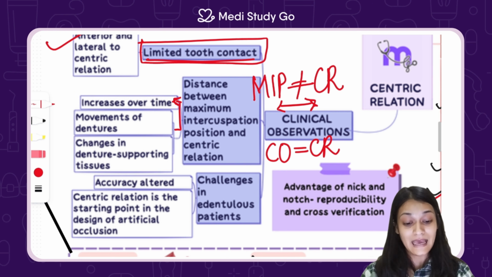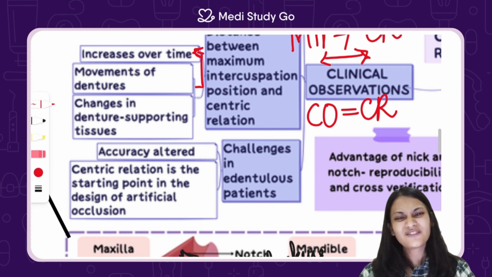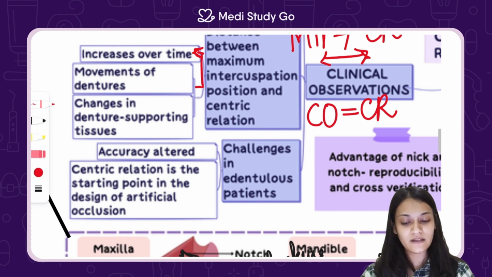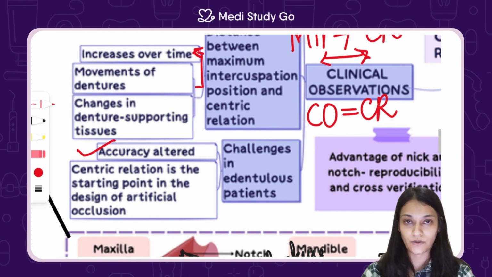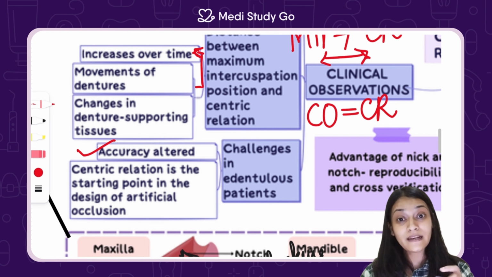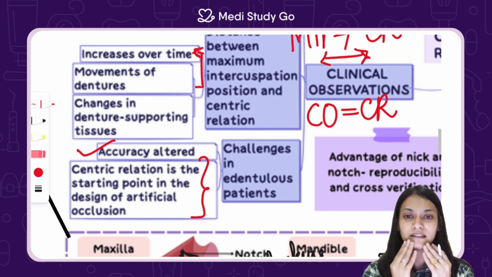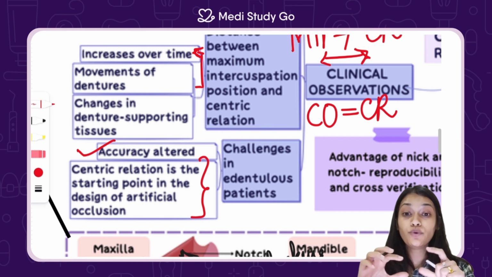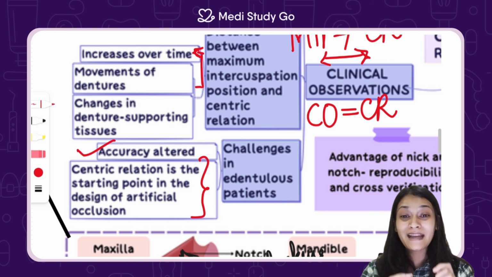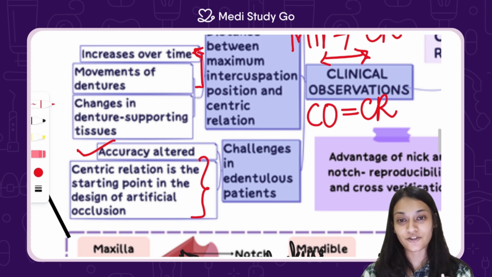Keep this in mind. And at the same time, a challenge that we can encounter in an edentulous patient is that the accuracy can be altered at any point of time. Centric relation is always the starting point in giving an artificial occlusion. Just don't let the patient decide how they want to close it. At times when you guide the patient, they close it in class 3. So you have to guide them in a way that they can retrude their mandible and establish the occlusion nowhere but at your centric relation.